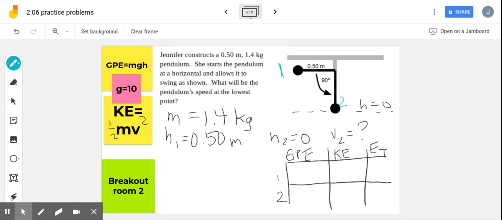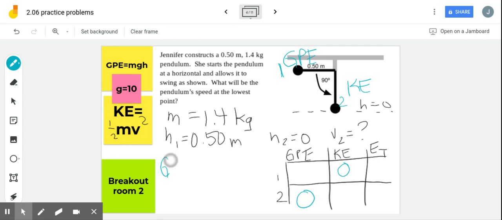Let me go through and label the types of energy. I know up here there's only going to be GPE because she's holding it, and then she's going to let go. And down at the bottom there's only going to be kinetic energy, because I set my reference height equal to 0 down there. So when I come to this table, all this GPE at point 1 is going to convert all to KE at point 2. So all I have to do is calculate the GPE at point 1 and then plug that in for the KE at point 2 and solve for speed.